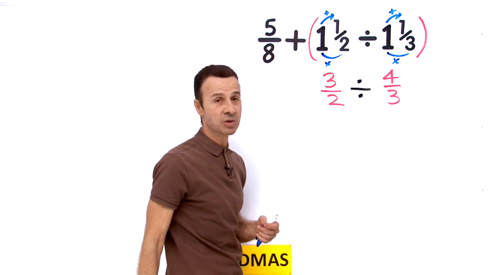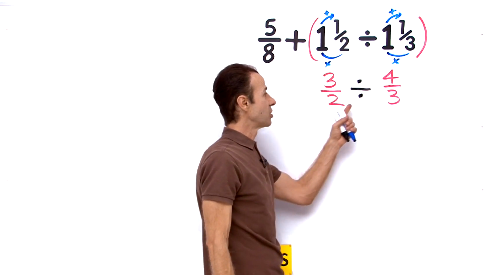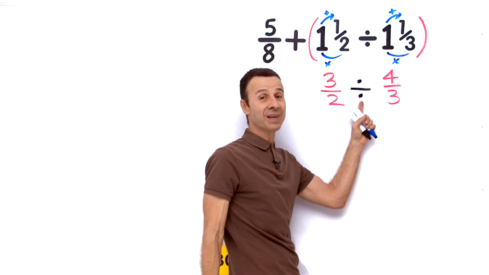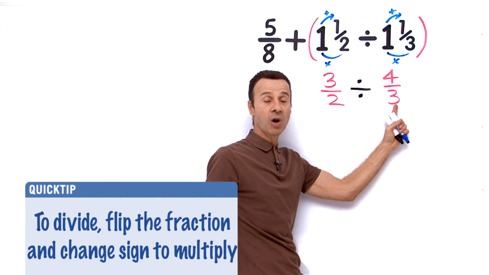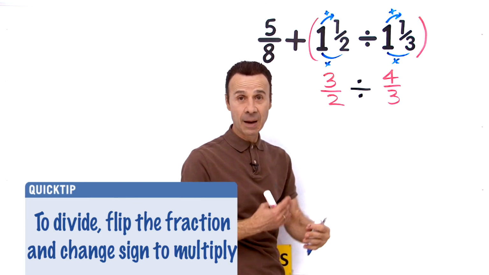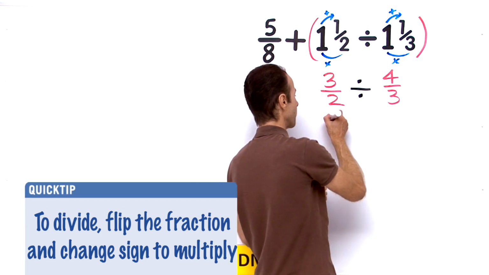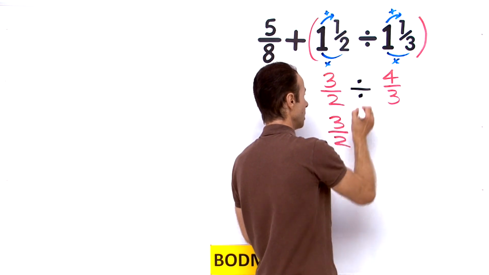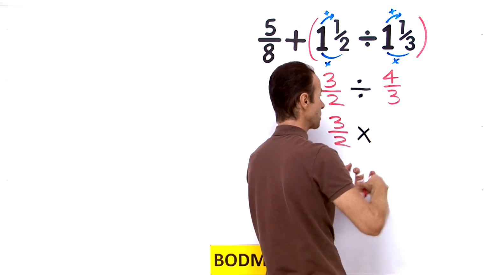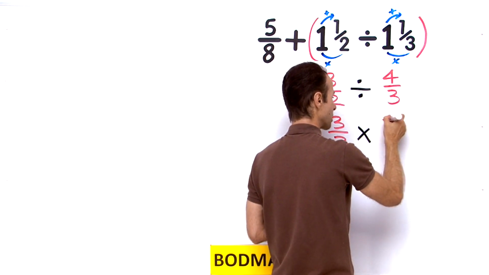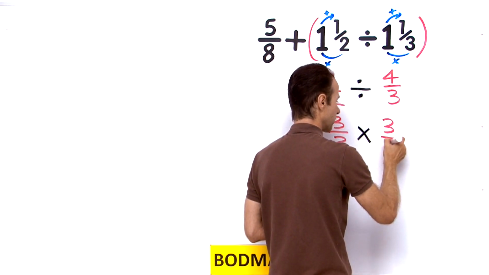Now, what do we do next? Well, we want to change this division into a multiplication sign whilst at the same time we get the reciprocal of 4 over 3, meaning we flip it upside down. So let's go ahead and do that. So 3 on 2, that changes into multiply, and that flips upside down. So 4 on 3 becomes 3 on 4.